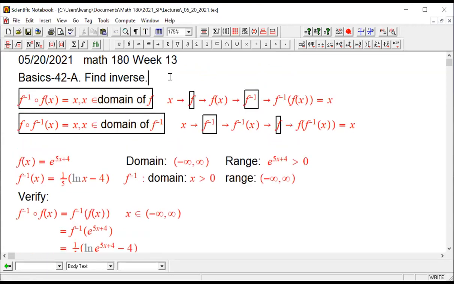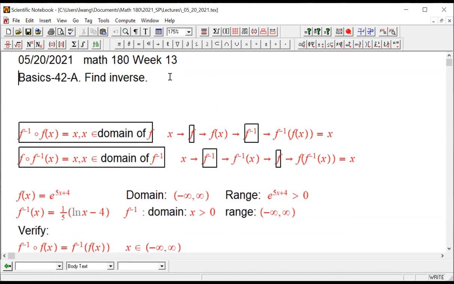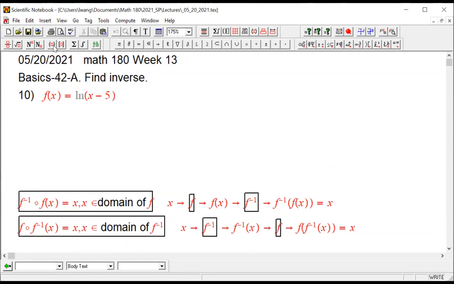So let's look at number 10. Do you guys want to take the lead to do number 10? Yeah? Your turn. You are taking the lead.